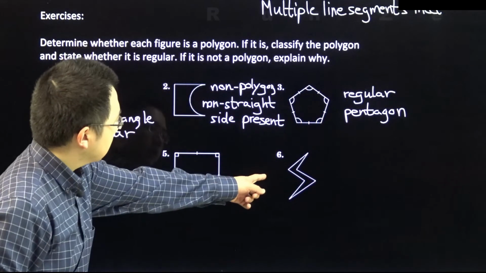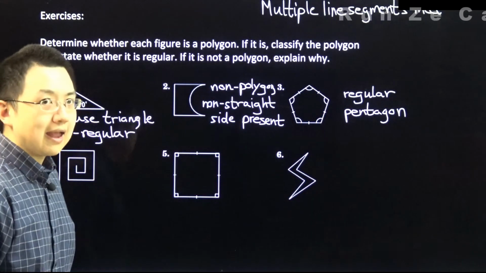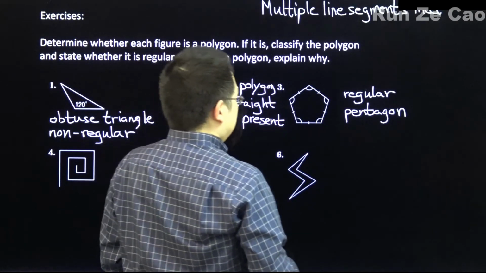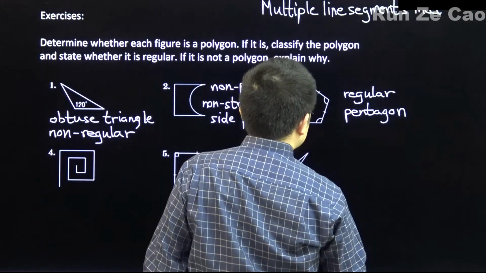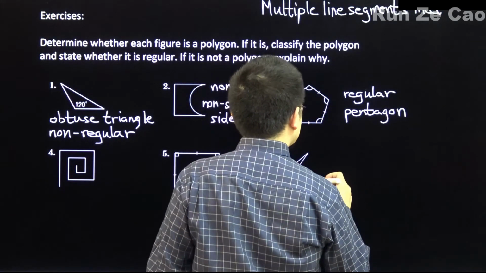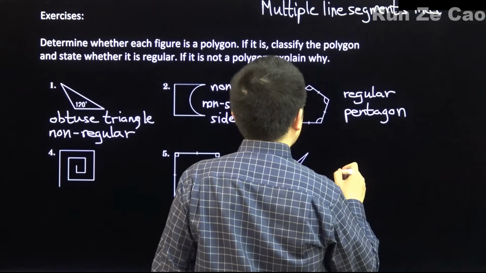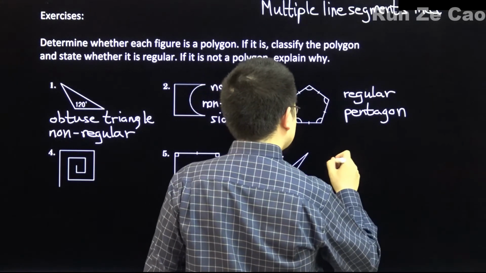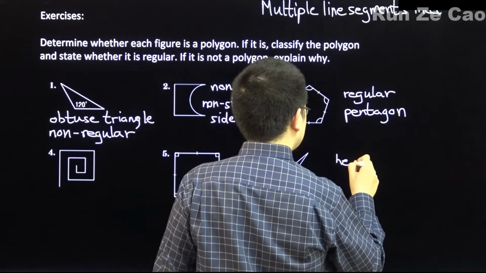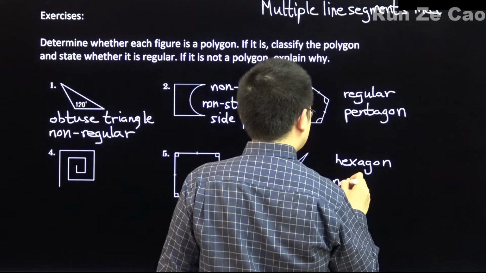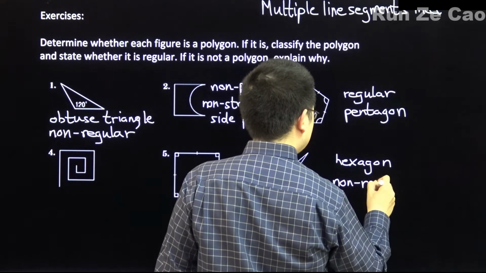This shape here is closed and it doesn't cross back over on itself, but it's not regular. The angles and sides are not all congruent. So this is a 1, 2, 3, 4, 5, 6 sided shape. It's a hexagon. Non-regular.